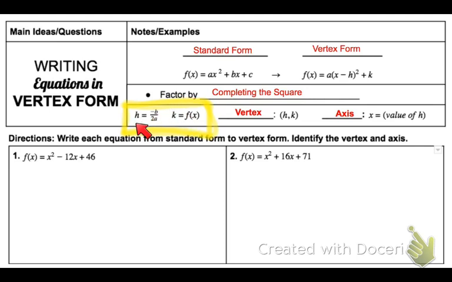So in order to find h, you're going to go ahead and do -b over 2a. Once you find that value, you're going to plug it back in to find your value for k. Now, your k is equal to the entire equation. So once you find h, you would go ahead and substitute it into the rest of it. So let's go ahead and take a look at the first example.